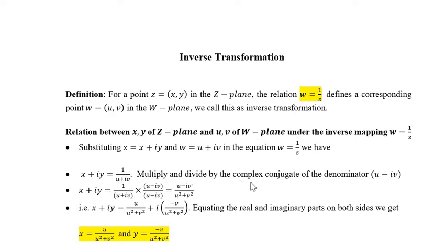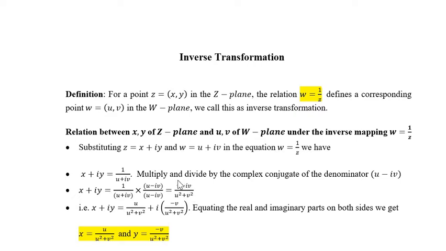Multiplying and dividing by the complex conjugate of the denominator on the right hand side, u minus iv, we get x plus iy equal to 1 upon u plus iv into u minus iv upon u minus iv, which on simplification becomes u minus iv upon u square plus v square.